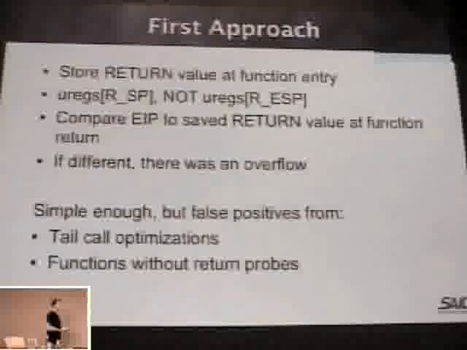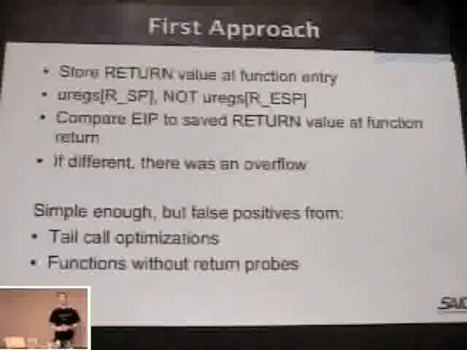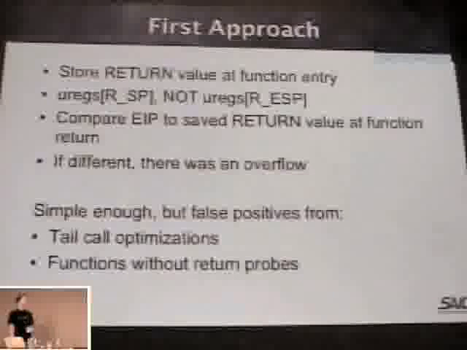So it's kind of obvious what to do here, right? We've all seen stack monitors before. You record the return address that's put on the stack. When you exit the function, you check that value. If it's different, you know something funky happened. If it's the same, everything's good.